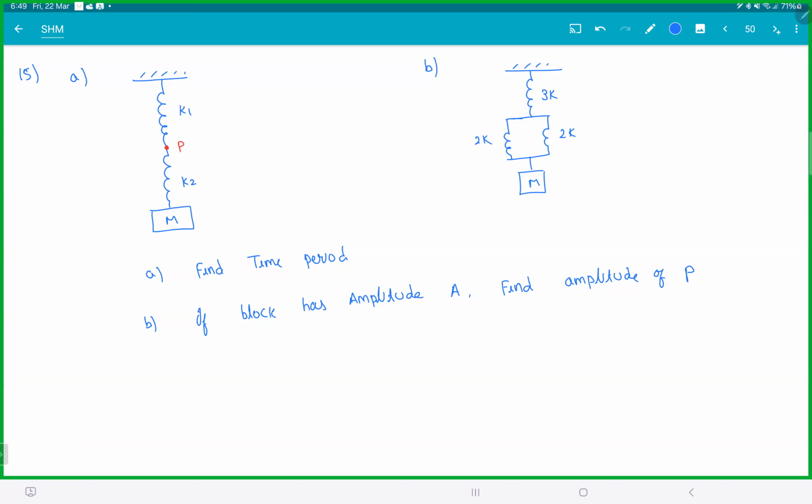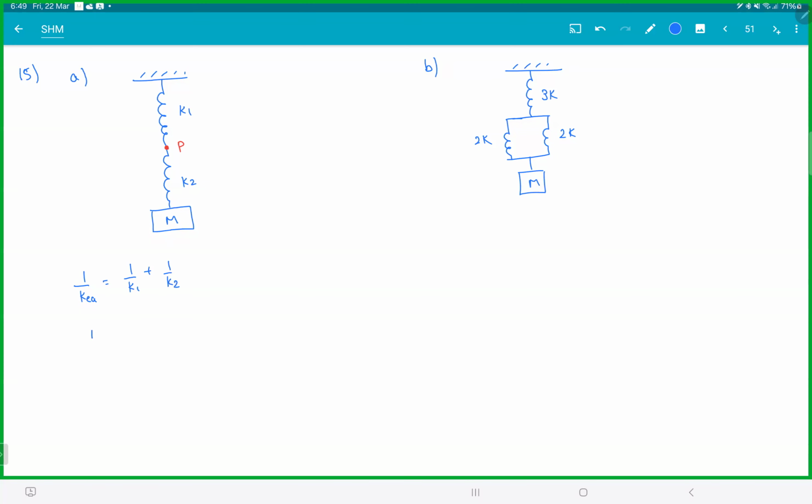Let's see. First thing, what is K equivalent? 1 by K equivalent is 1 by K1 plus 1 by K2. That is K1 K2 by K1 plus K2. The time period is 2 pi root over M by K equivalent. Here also, 3K and 2K will become 4K beyond that. So here K equivalent is 4 times 3, that is 12K by 7. So there you get the time period.